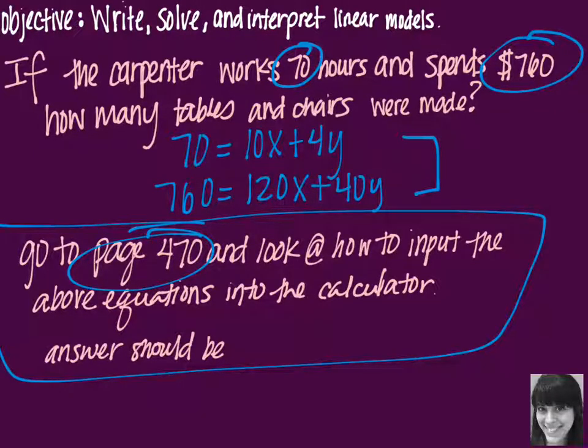Okay, your answer should be 3 tables and 7 chairs. Okay, giving you the answer to check yourself.